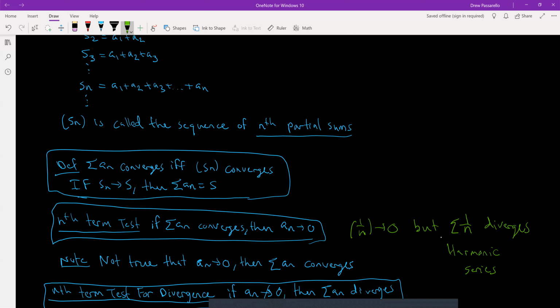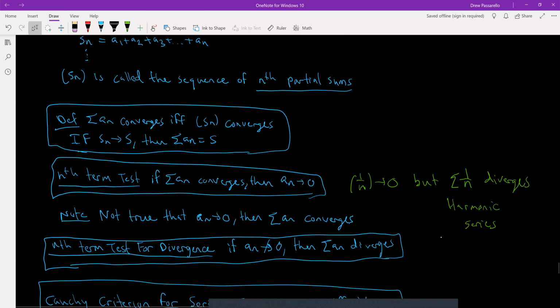But the contrapositive, since it's logically equivalent, would be: if the sequence does not converge to 0, then the series the sum of an diverges. So that's the contrapositive of the statement: if the series converges, then the sequence an converges to 0. Then if an does not converge to 0, the series diverges. And that's actually called the nth term test for divergence, the quick test you can run to see whether a given series diverges or converges.